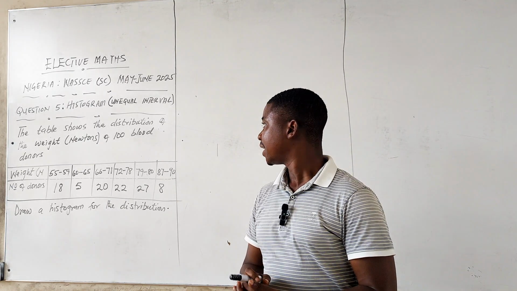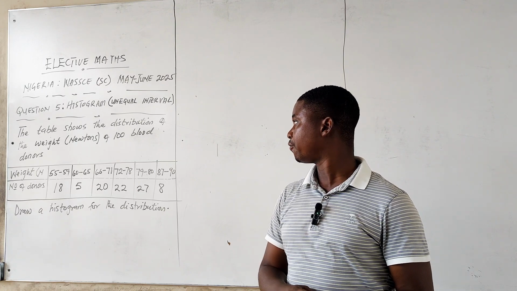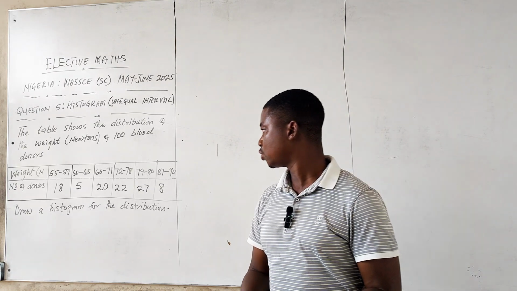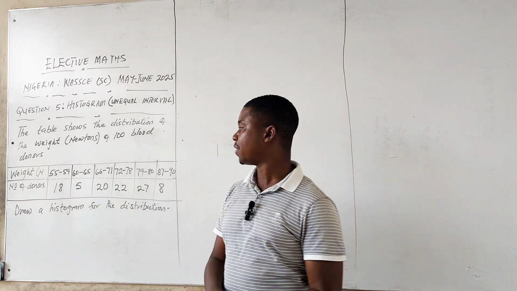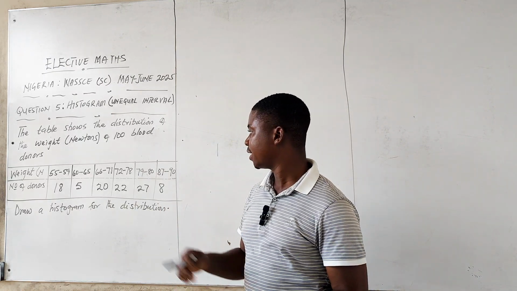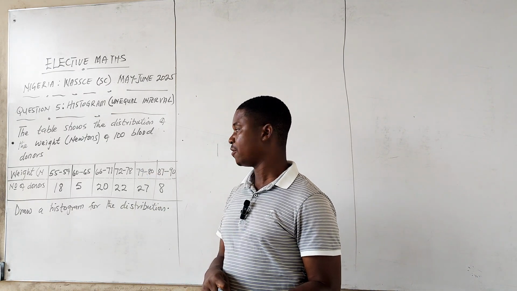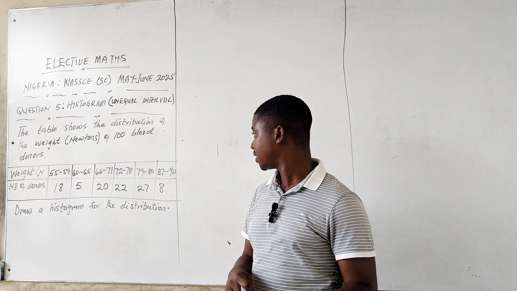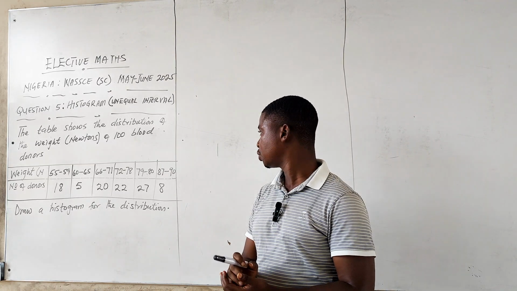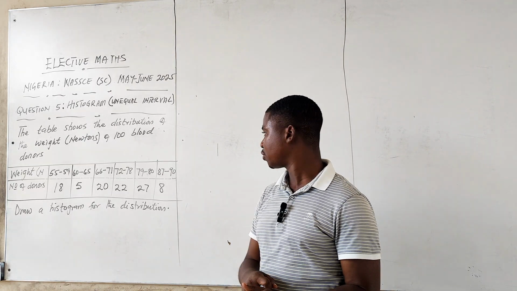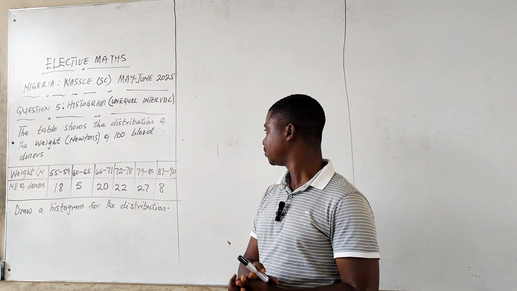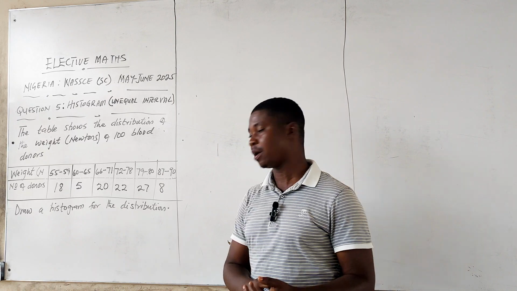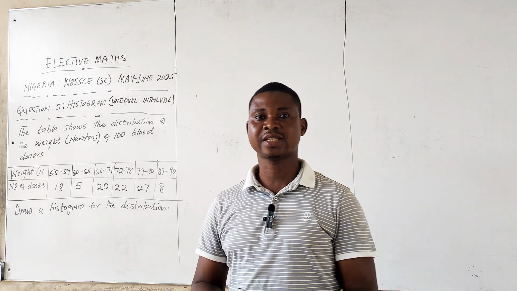So the question reads: the table shows the distribution of the weight in newtons of 100 blood donors. So that's the table. The weight from 55 to 59 gives you 18, 60 to 65, 5 donors, 66 to 71, 20 donors, 72 to 78, 22, 79 to 86, you have 27 donors, and 87 to 90, you have 8 donors. The question says draw a histogram for the distribution. And this is our question.